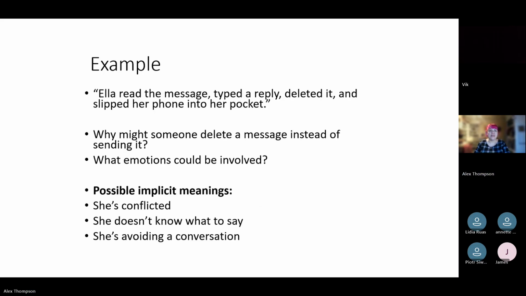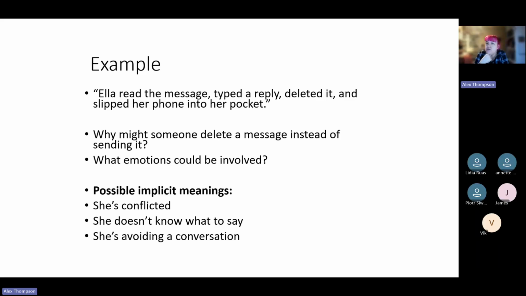Next example. Ella read the message, typed a reply, deleted it, and slipped her phone into her pocket. So again, what does it make us think? Why might somebody delete a message instead of sending it? And as part of that, what emotions could be involved? So she could be conflicted. She may not know whether or not she wants to send that message. She might not be entirely sure of what to say or how to say it. And then the last one, she could be just avoiding the conversation.